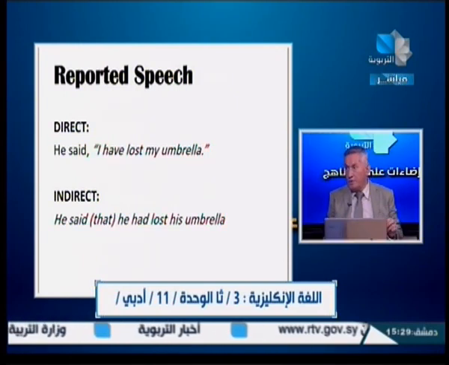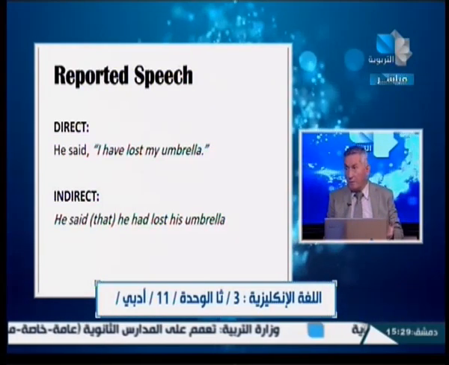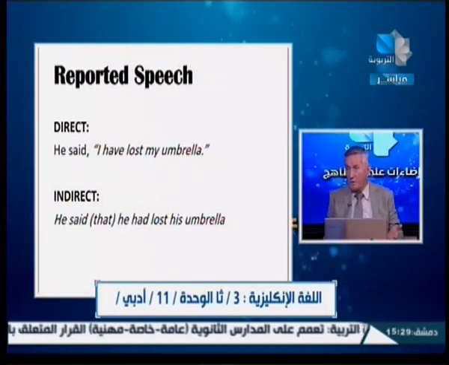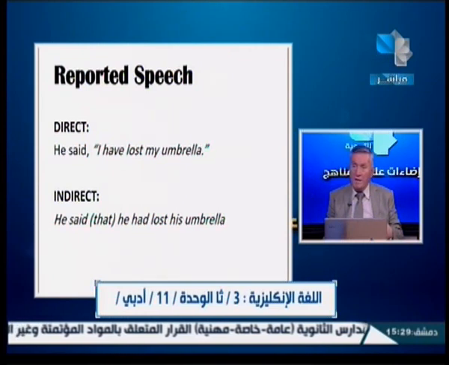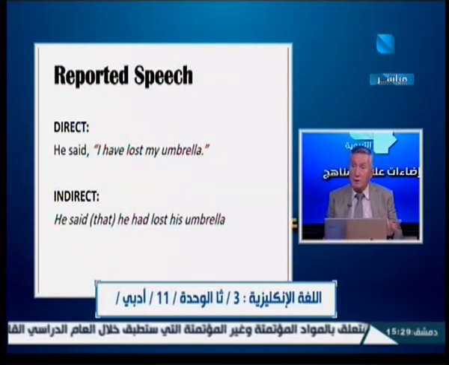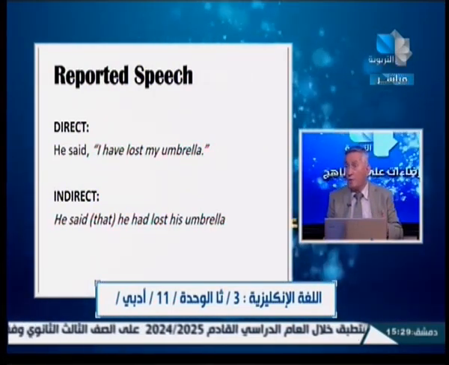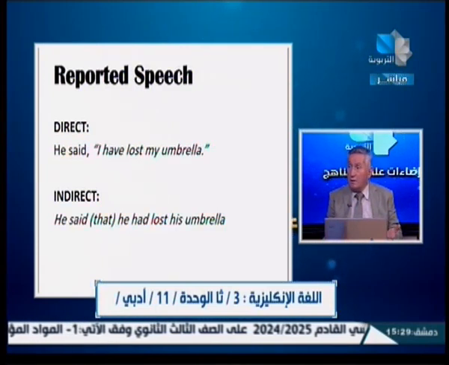If the introductory verb is in the past, he said or she said, we can report. But we can also report saying he says, though this is not in the baccalaureate. When it is he says, the tense remains the same. But when the introductory verb is he said or she said, we need to go one step back. Something is going to change.